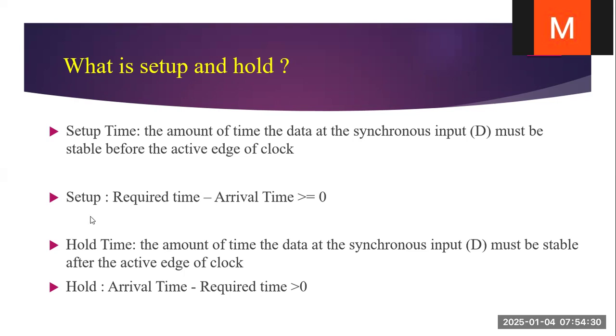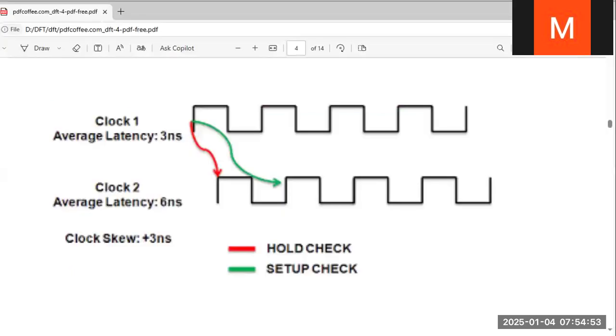Setup violations can be fixed by reducing the clock frequency, and hold time can be fixed in two ways: by adding buffers in the data path, or by adding a lockup latch in the data path, the Q to SI path. In the Q to SI path, we can fix the hold time violations. We can observe the hold time here, in red color. We can observe the setup time here.